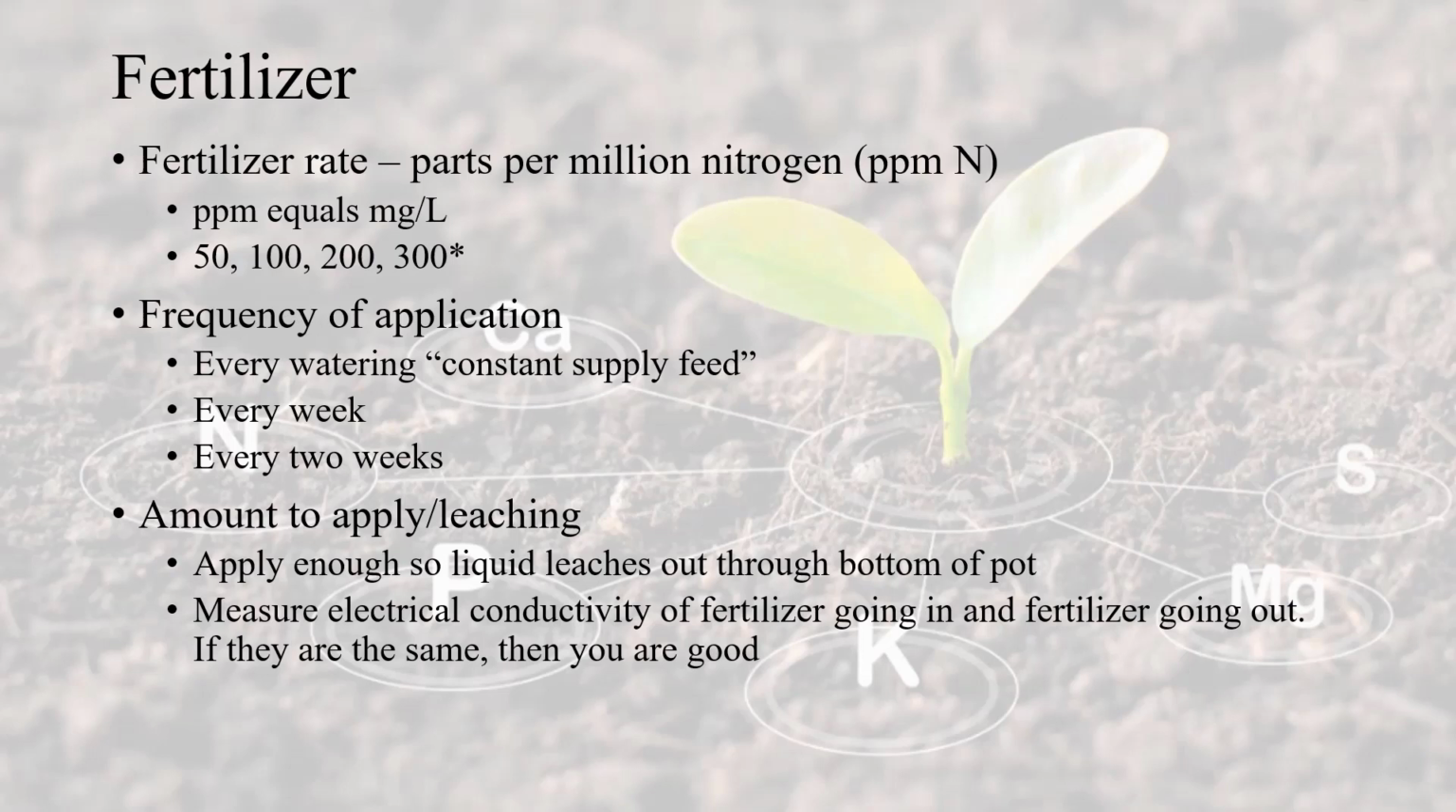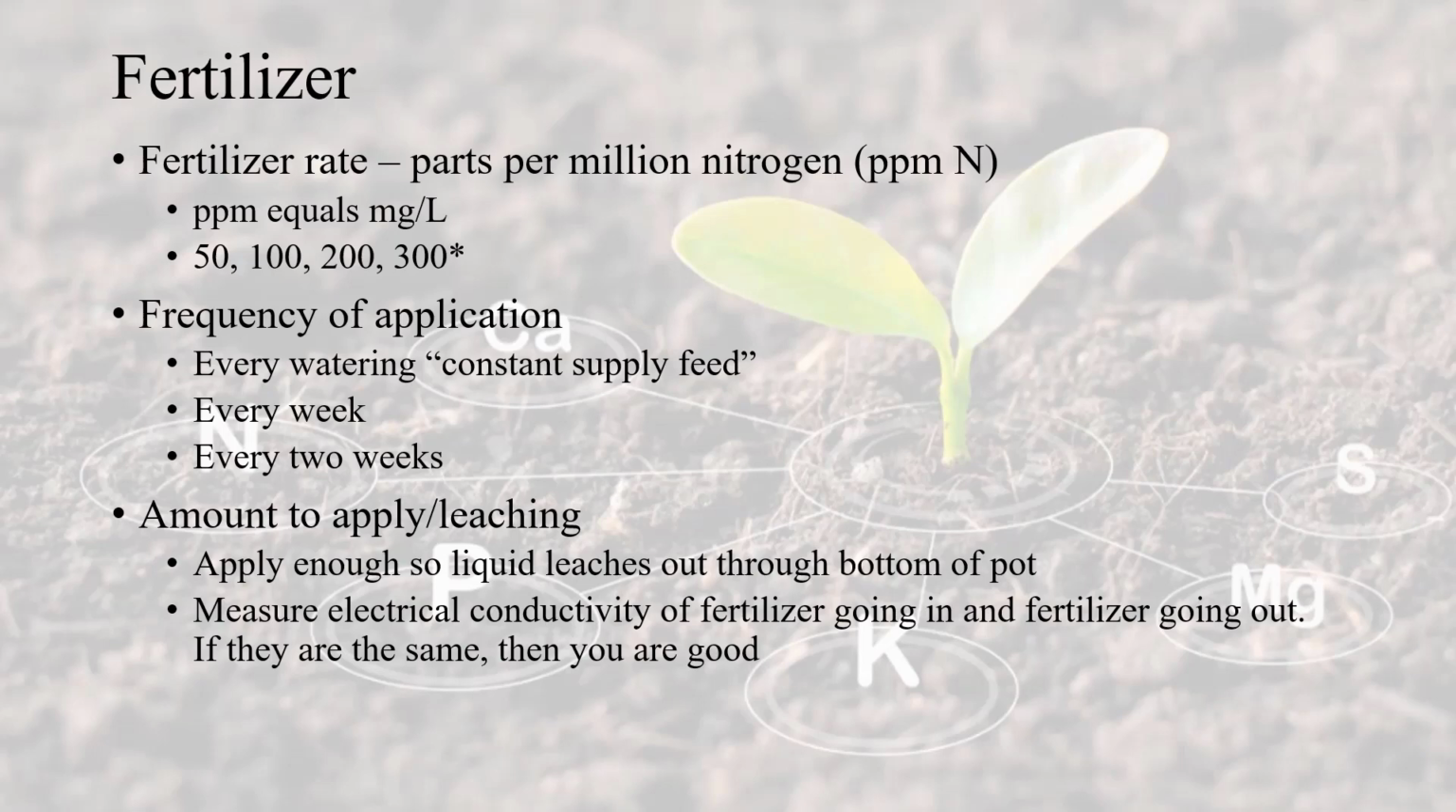You then will measure the conductivity of the fertilizer leaching out through the bottom of your pot, and you get a value there. As long as they match up, you know that you're fertilizing enough, right? That things are going well. If you had a low value coming out, perhaps you need to apply a little more fertilizer. If you have a higher value coming out, then maybe you're adding a little bit too much or you're not watering enough. But as long as you have the same values going in and going out, you're going to be good.